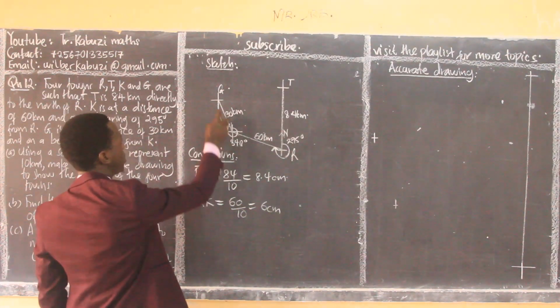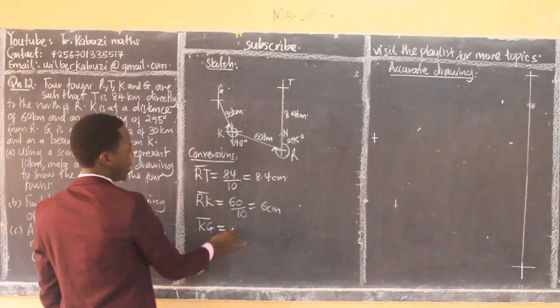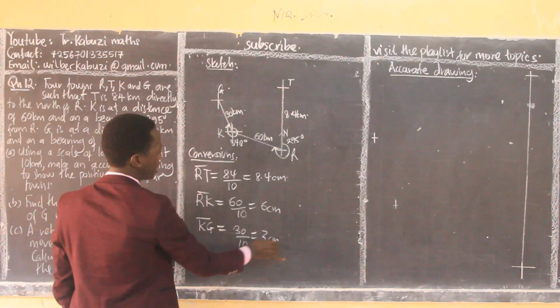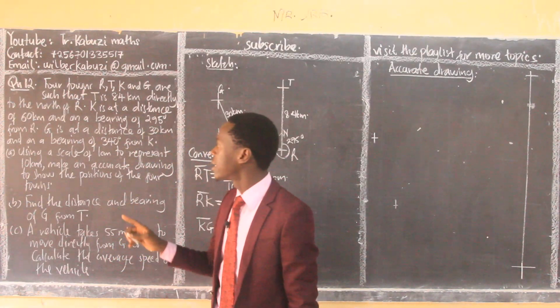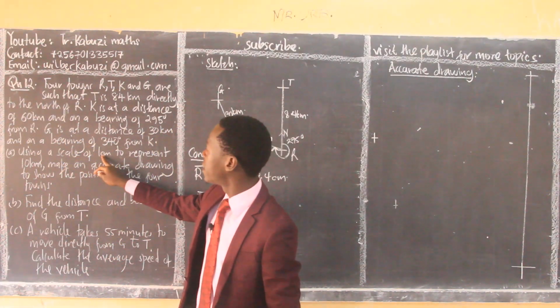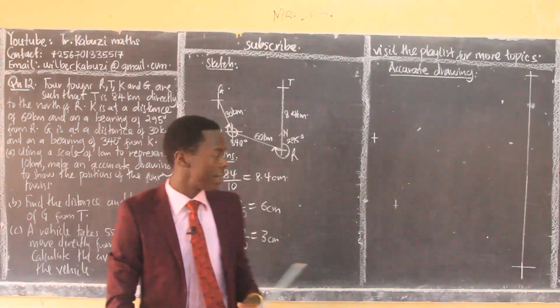Then I come to KG, which will be divided by 10, which will give me 3 centimeters. I'm dividing by 10 because they told me 1 centimeter to represent 10 kilometers. So meaning you have to divide by the scale given.